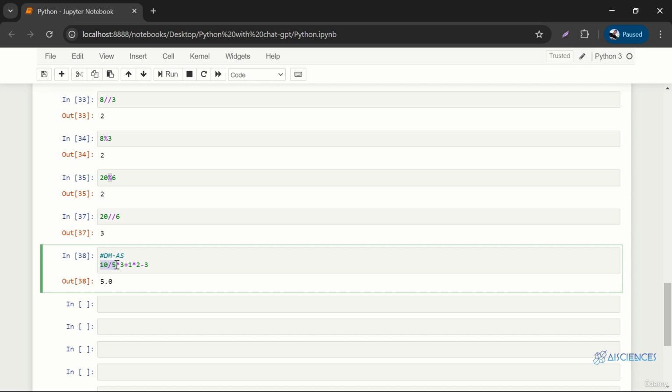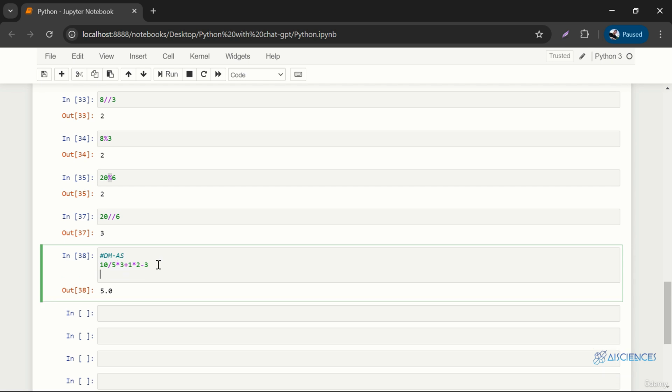From left-hand side to right-hand side, we have a division expression coming first. So it will first evaluate this division expression, which is 10 divided by 5, right? So the result will be 2. 10 divided by 5 is 2, right? And the rest of the expression will come as it is. I've just copied and pasted this expression, and I have evaluated it manually.